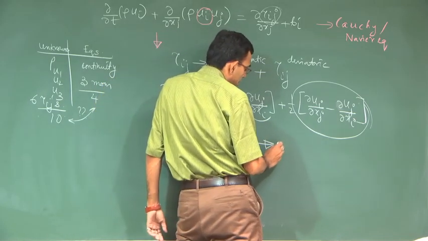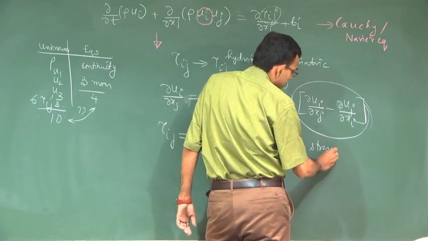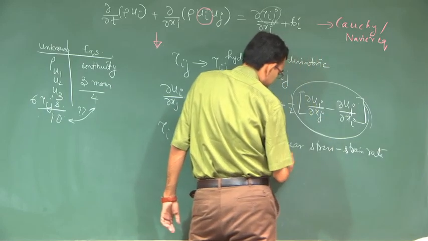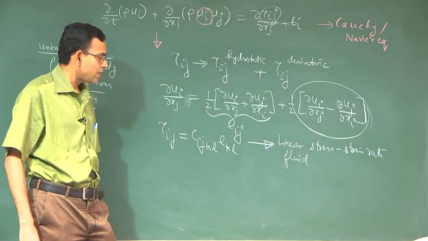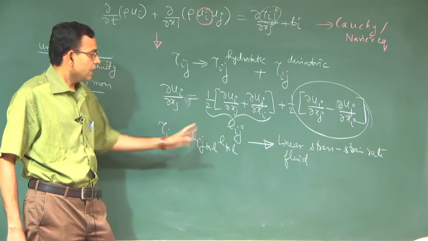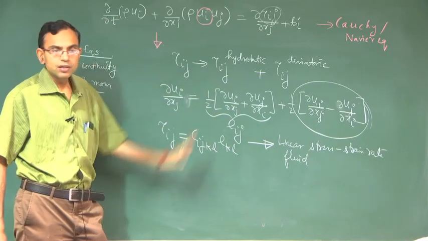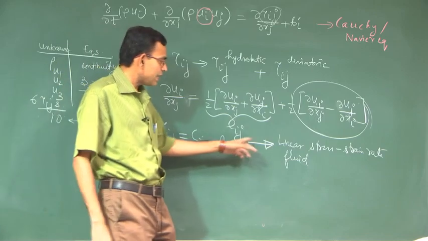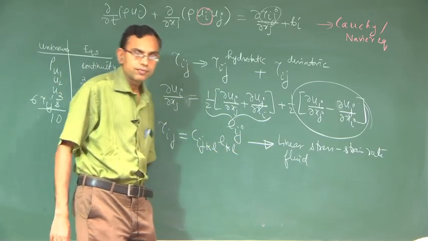for a linear stress strain rate fluid. There are some special types of fluids where the stress strain rate relationship is governed by this with some additional constant, but we are not bringing that special type of fluid into the picture. So, without that additional constant, if it is just linearly related, then this is called a Newtonian fluid.